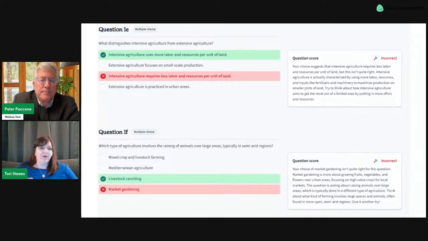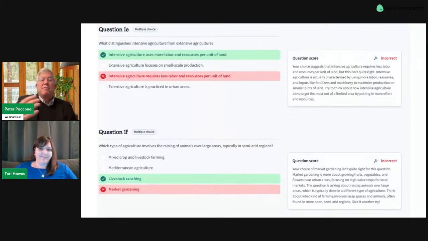So what distinguishes intensive from extensive? They just said intensive uses more labor, that's the correct answer. They said intensive requires less labor, so they switched the 2 in their mind. So the feedback just says it's not quite right. It's actually characterized by more labor, resources, and then tries to get them to think, how does intensive agriculture aim to get the most out of a limited area? So it asks them another question to get them talking and sharing with each other, because all my students did the same quiz.